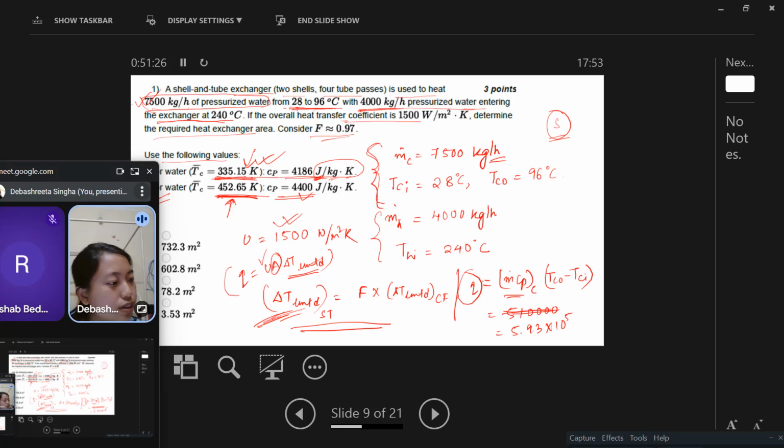So if your cold fluid goes from 28 to 96, just do the average of that. 28 plus 96 divided by 2, and you convert into Kelvin, you get this. Similarly, when you find out the hot fluid, you will get this. Just by looking at the temperatures, the one which is lower is for cold fluid and the one which is higher is for hot fluid, because in this question both are water. In some questions it may be water and oil also, so there you can differentiate easily. But here both are water, so which one is for cold and which one is for hot, you have to identify by looking at what temperature this CP is given.